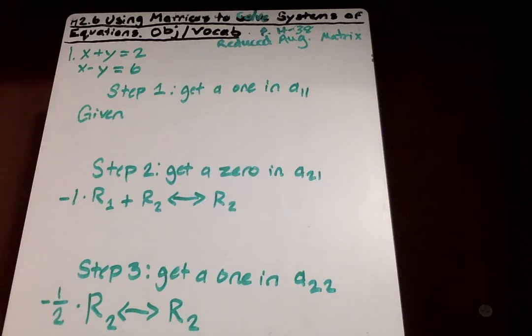The goal is to produce a 2x3 matrix where the first two columns are an identity matrix, a cross going 1, 0, and 0, 1. We're on page H38.